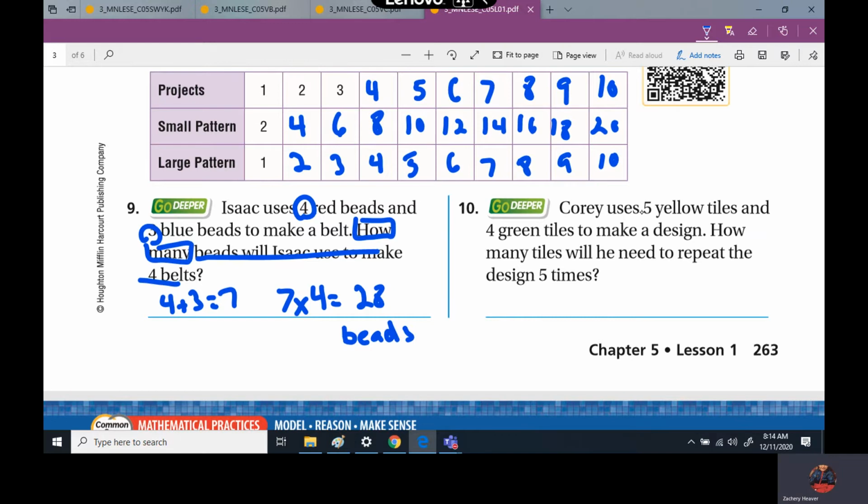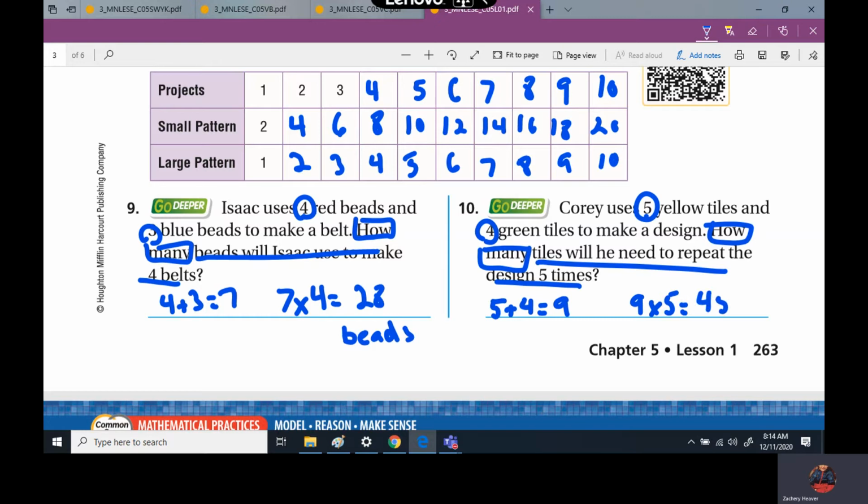28 beads. Corey uses 5 yellow tiles and 4 green tiles to make a design. How many tiles will he need to repeat the design 5 times? So he uses 5 yellow, 4 green, 5 plus 4 make 9. He makes 5 designs. 9 times 5. He's going to have 45 tiles. And that's just straight finding the total and then multiplying.